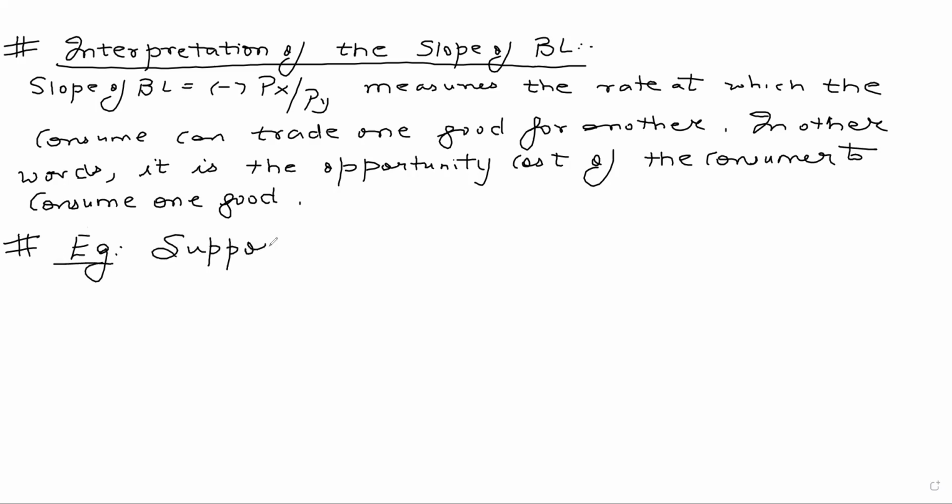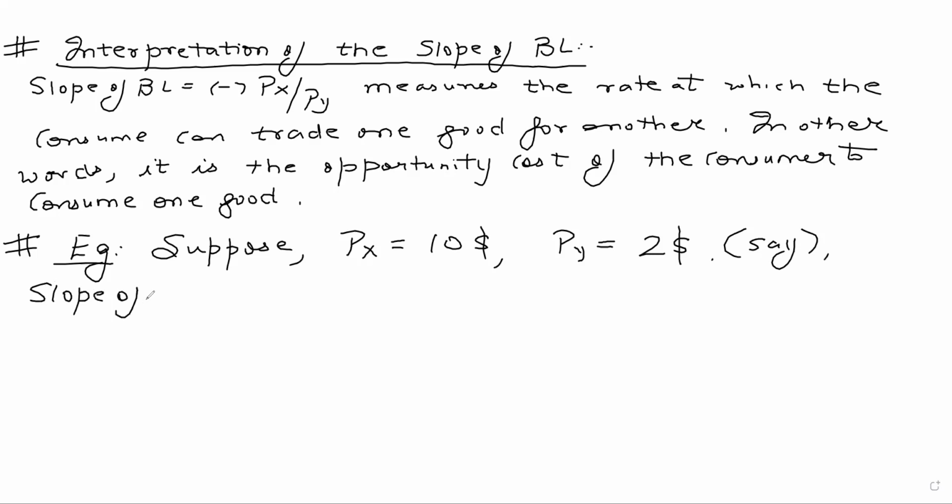Suppose the price of good X in the economy is $10 and the price of good Y in the economy is $2, hypothetically. What is the slope of the budget line? The slope of the budget line is minus Px by Py, which is minus 10 by 2, which is minus 5.